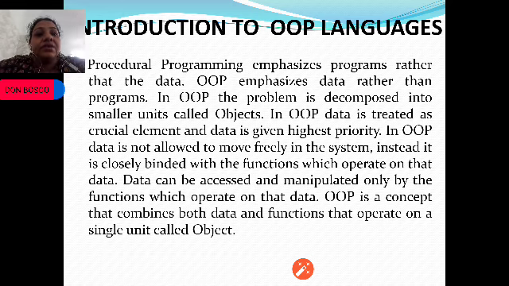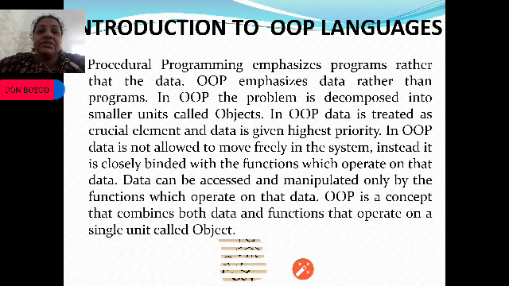Data is protected, and it is not allowed to move freely in the system. Data is closely bound with the functions which operate on that data, and the data can be accessed only by the functions which operate on the data. That is, OOP combines the data and functions together as a single unit called object. So, what will OOP do? It will combine the data and functions into a single unit called object.